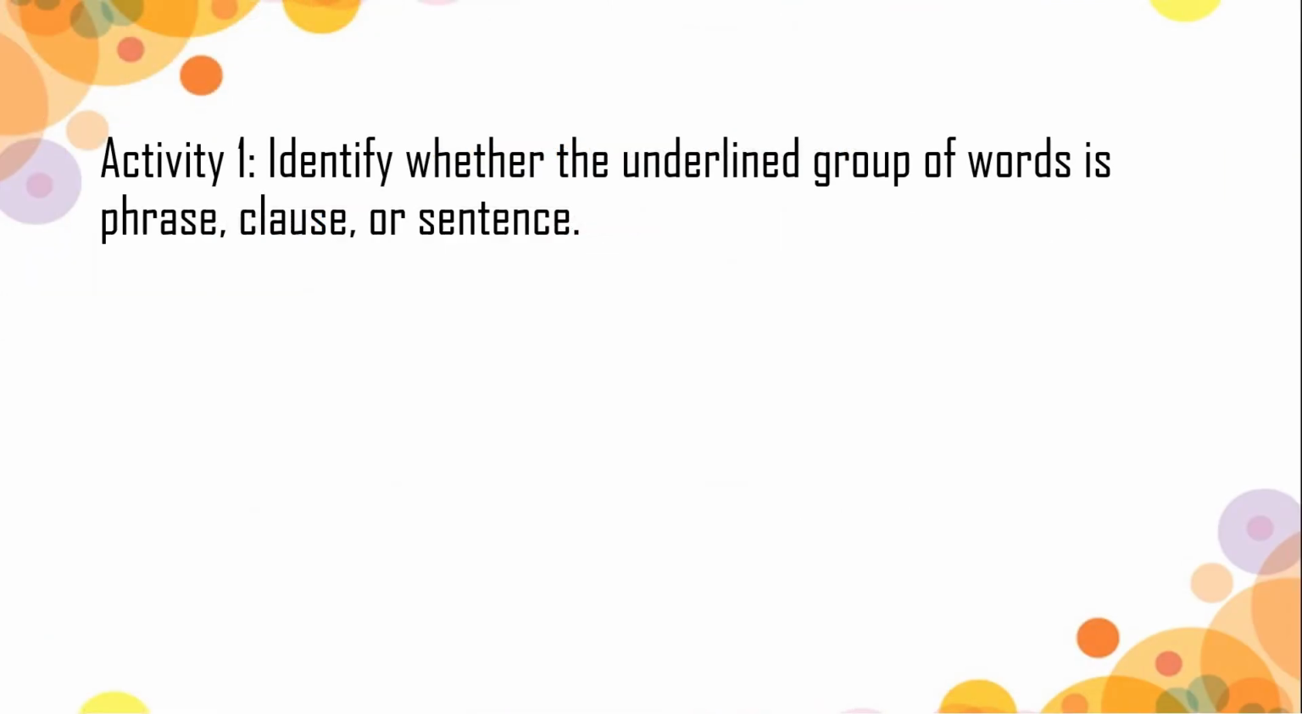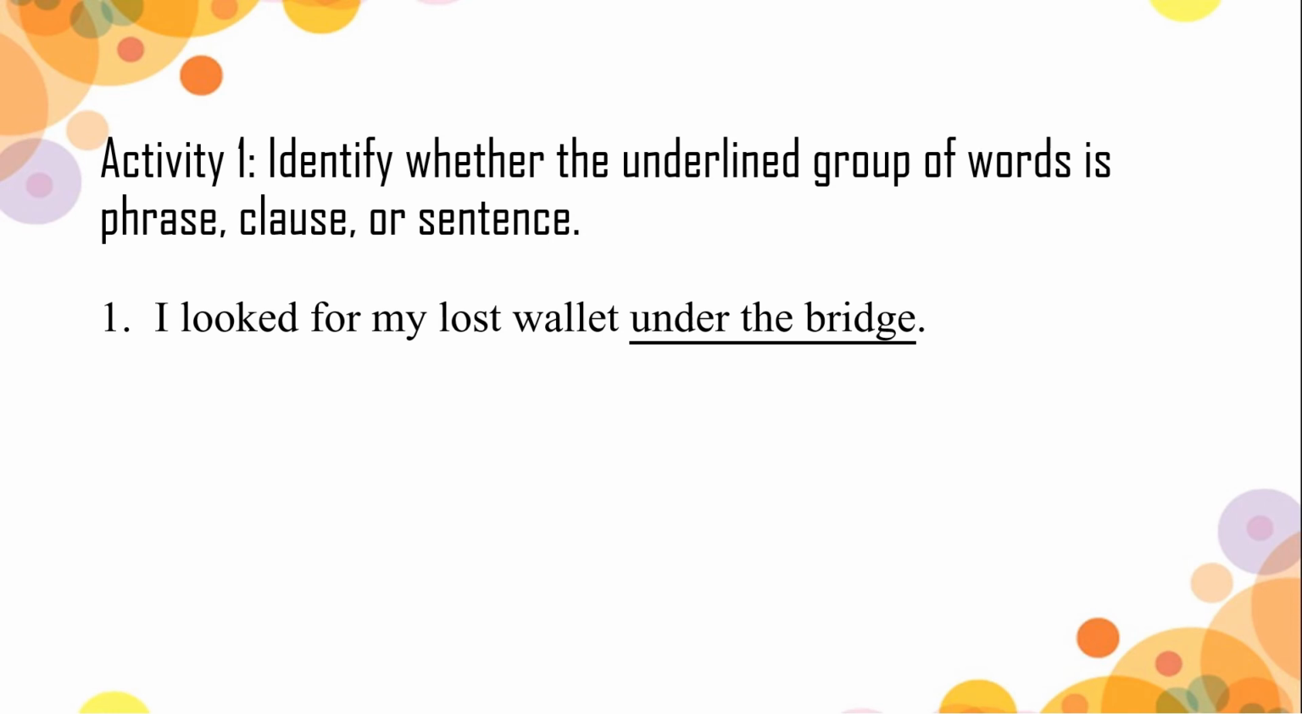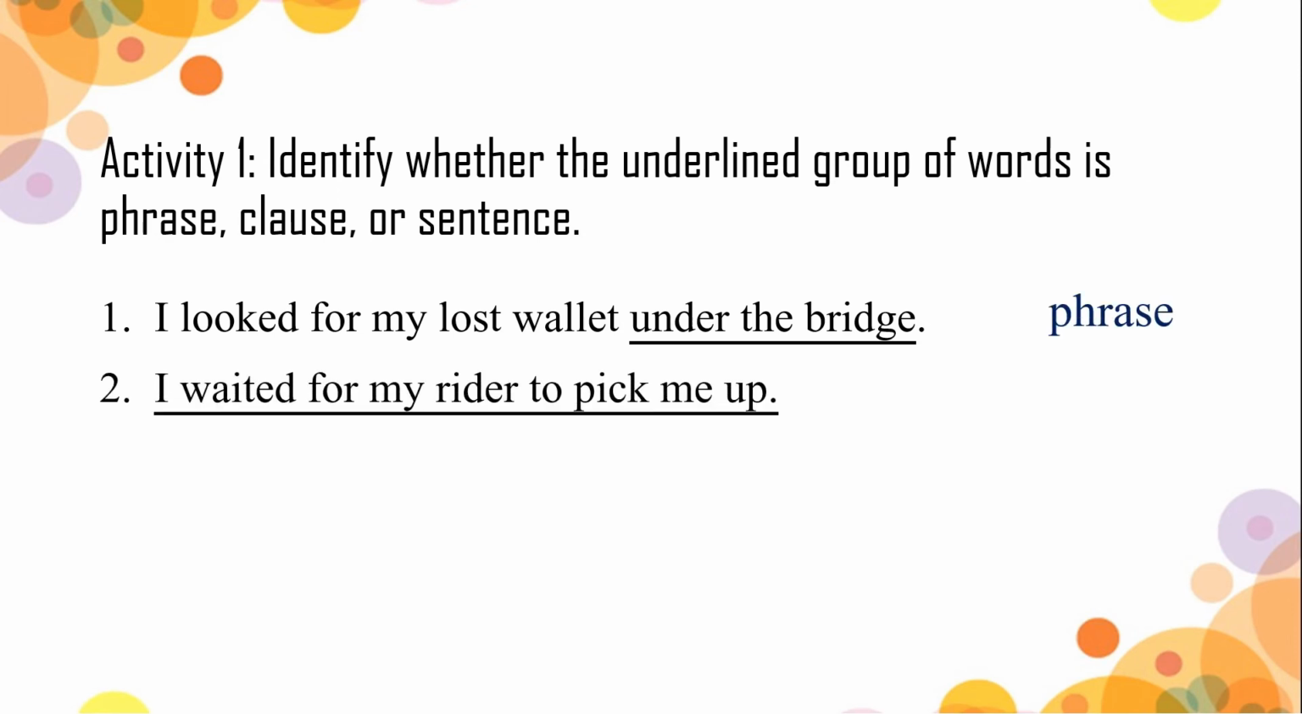Okay, let's test your understanding with this activity. Identify whether the underlying group of words is a phrase, a clause, or a sentence. Number 1, I looked for my lost wallet under the bridge. Under the bridge is an example of... Correct, a phrase. Number 2, I waited for my rider to pick me up is an example of... That is right, a sentence.